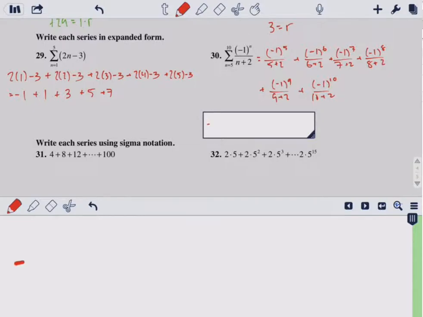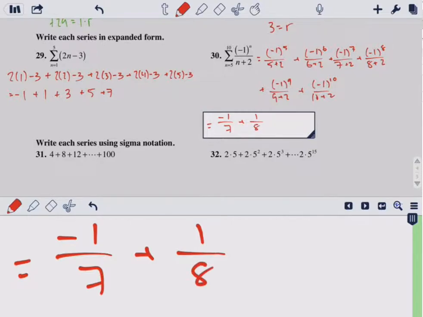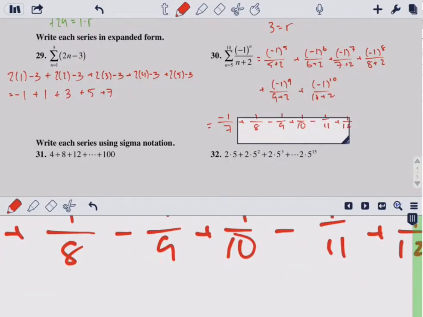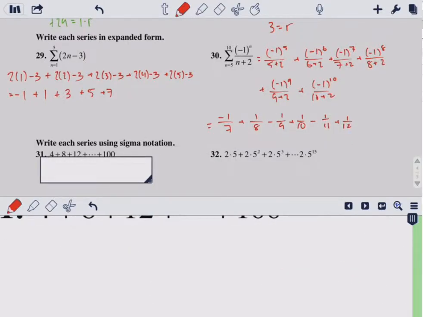Simplify each of those. That's negative 1 over 7 plus 1 over 8 minus 1 over 9 plus 1 over 10 minus 1 over 11 plus 1 over 12. Okay, write each using sigma notation.